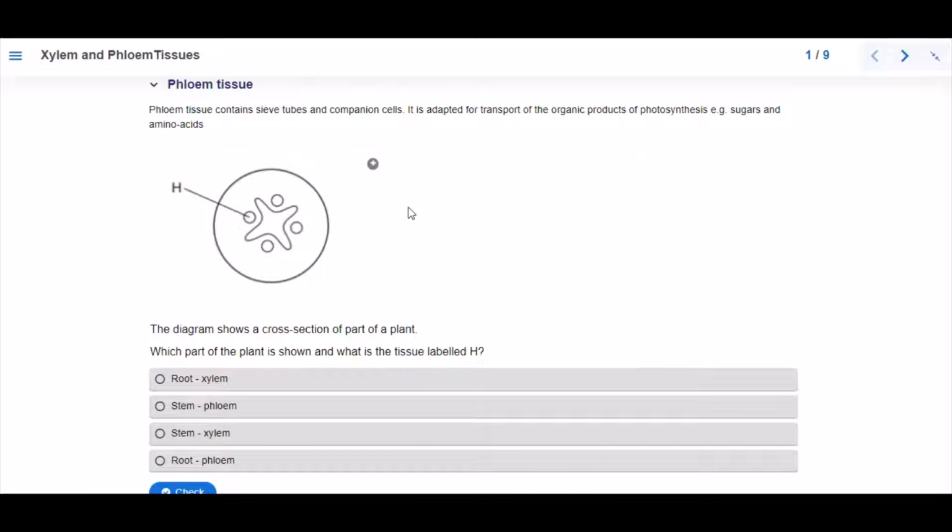A quick question. The diagram above shows a cross section of part of a plant. Which part of the plant is shown? And what is the tissue below labeled H? This diagram is showing us a part of a root of a plant, and it is showing us the phloem.